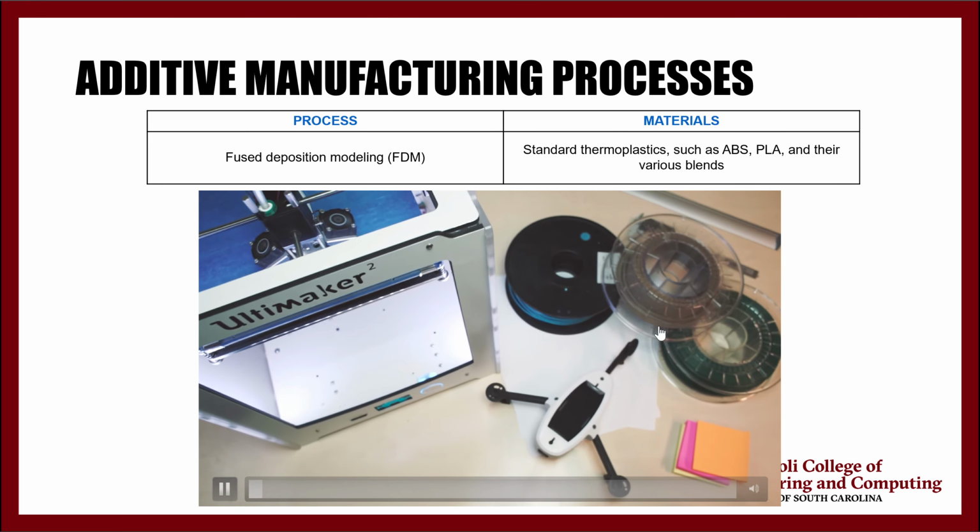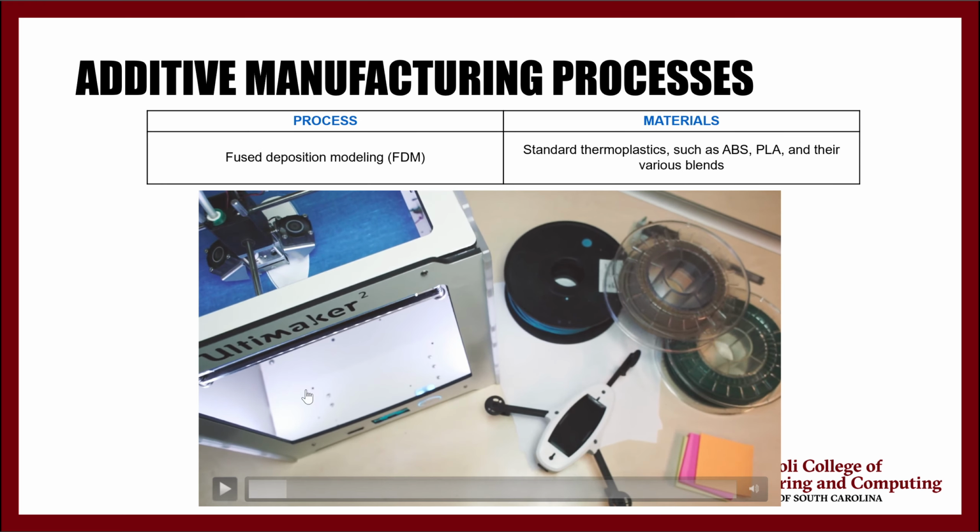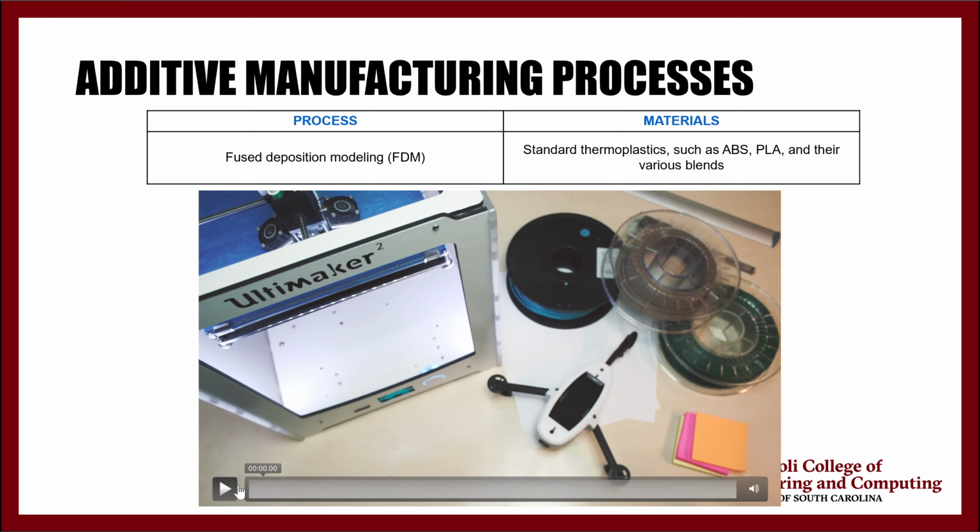And the 3D printing manufacturing process that we want to use in the lab next week is called fused deposition modeling, or FDM. It's used for standard thermoplastics. We use a standard thermoplastic to build our objects, whatever that object is, and it follows a different process.